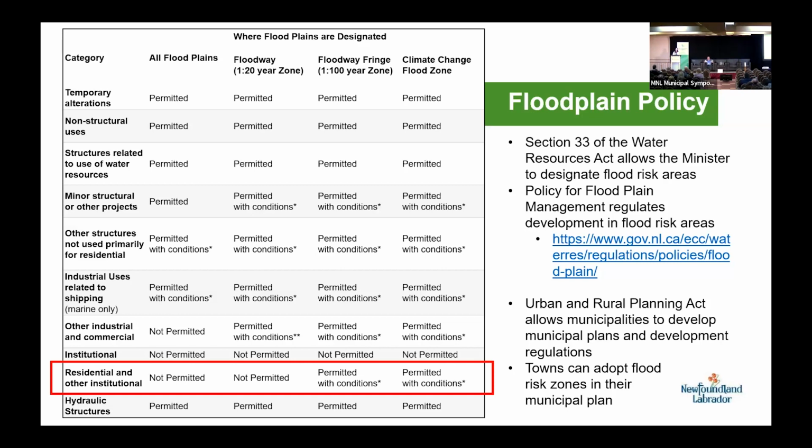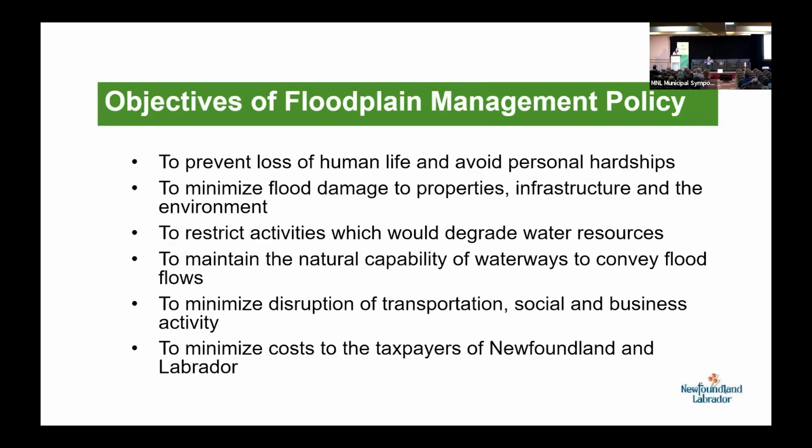Once a community develops floodplain mapping, part of the process becomes to adopt it into your municipal plan, which generally has to be updated every 5 years anyway. So as part of that cycle, you would incorporate your floodplain areas into your municipal plan, and you can have development regulations that follow along with our policy directive for floodplain areas as well.